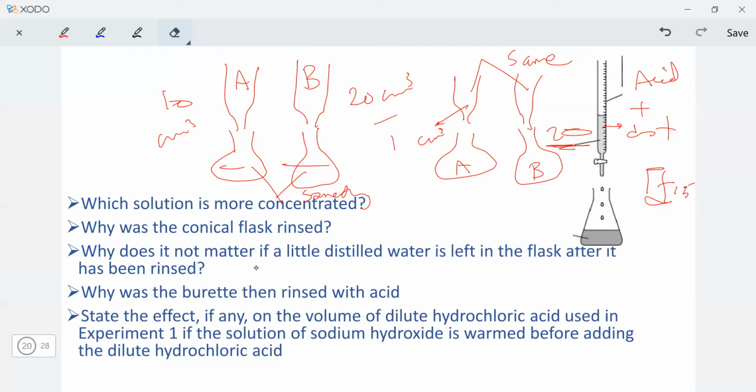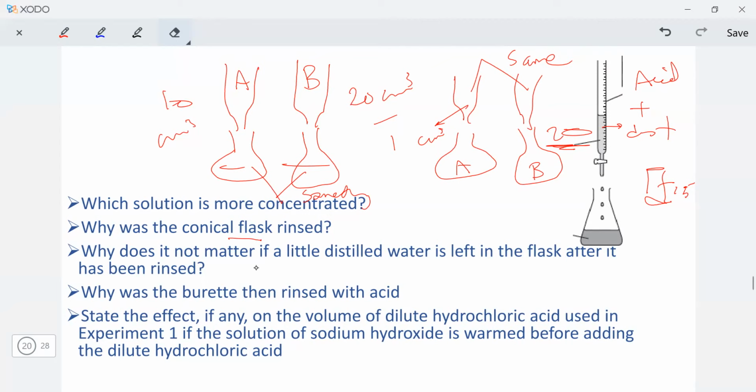So why is the burette then rinsed with an acid? To avoid dilution of the acid. If I used distilled water and I just added my acid, it will completely fill the burette and the water will be part of my burette. So this will cause dilution of the acid. So again, why is the conical flask rinsed? To remove any impurities or solution from the previous experiment. Why doesn't it matter if I leave some droplets of water in my flask? Because it does not change the amount of the solution, whose volume was already measured using a measuring cylinder. Why is the burette rinsed with an acid? To avoid dilution of the acid.